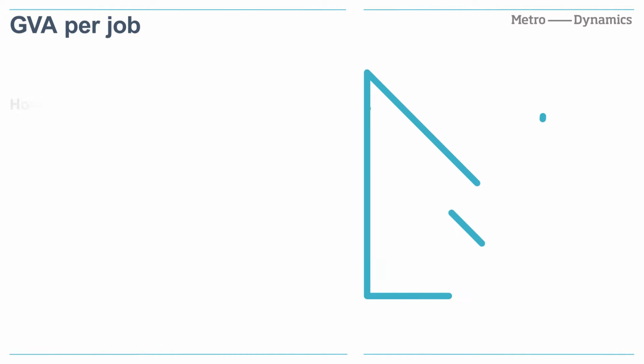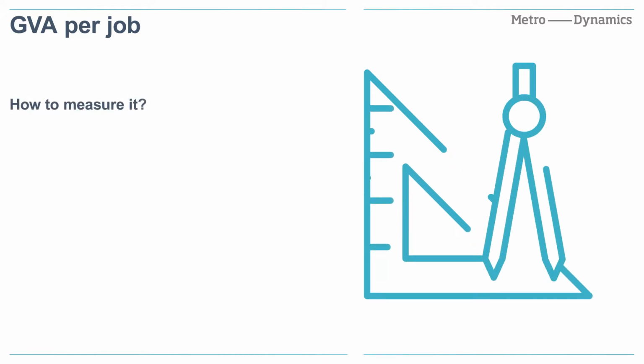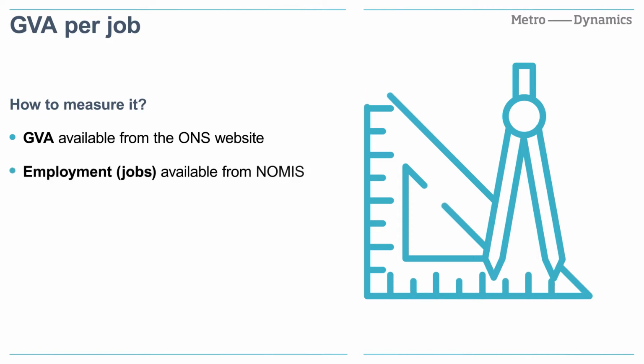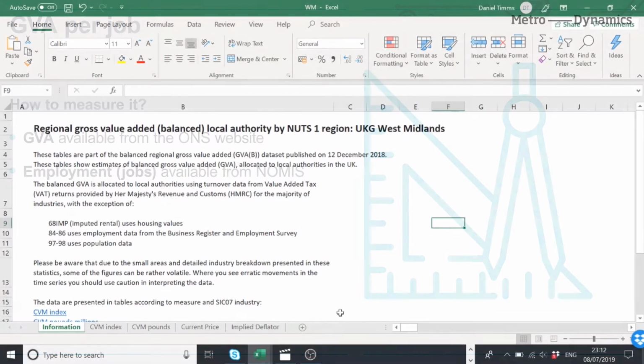We need two sets of data to make the calculation: GVA by sector, which is available from the ONS website, and employment, which is available from the NOMIS portal. For the first, you'll need to find the ONS dataset Regional Gross Value Added Balanced Local Authorities by NUTS1 region. A link is included in the references. You'll then need to download the relevant spreadsheet for whichever region of the UK your area is in.